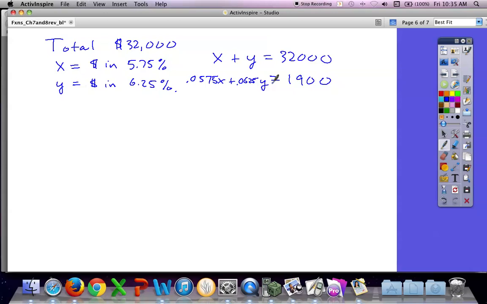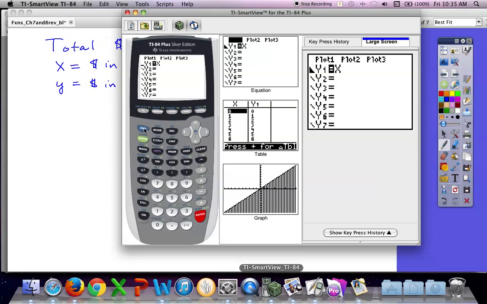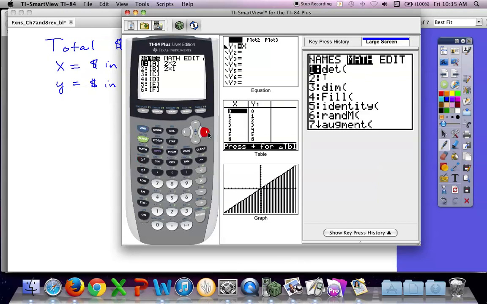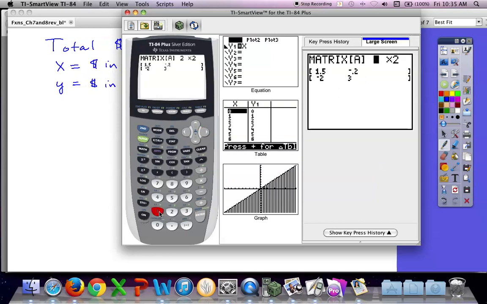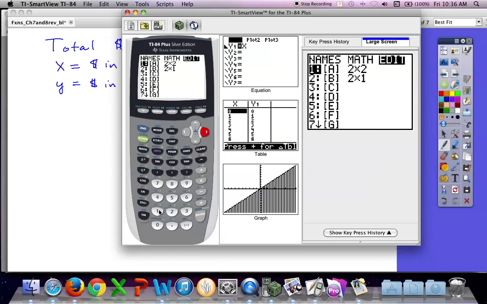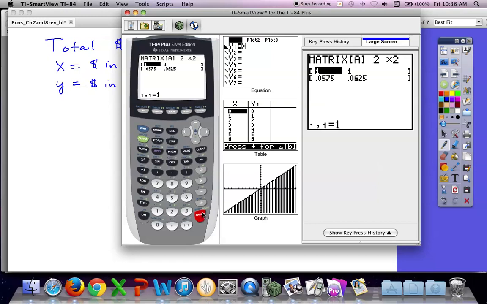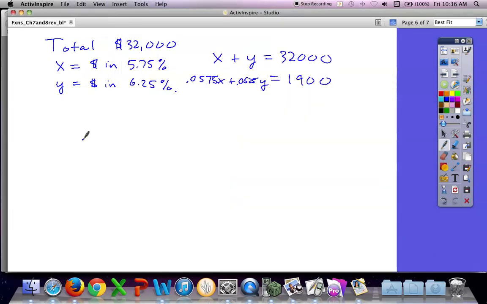I mean, just put it in the calculator right away. You're going to have it. Honestly, if it was me doing it for myself, I would be using a matrix so fast. I would not be messing around trying to do that other stuff if I knew how to do this. So this is a 2 by 2. It's 1 and 1 for the top line. It was 0.0575 for the first one and 0.0625 for the second. And then on the right-hand side, we had 32,000 and 1,900.